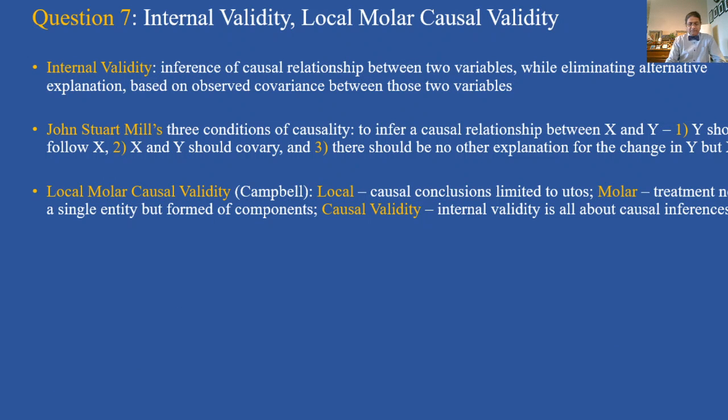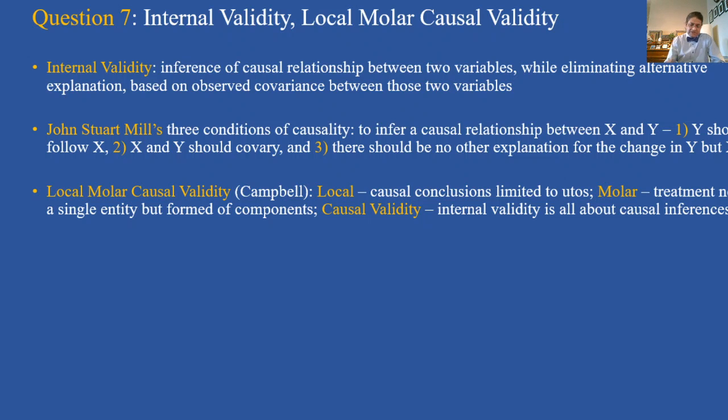Now, the textbook also defines internal validity, which we have seen earlier, but let's see what internal validity means again. It is the degree to which an inference of a causal relationship between a treatment and an outcome can be made based on an observed covariance between these two variables, the treatment and the outcome, while eliminating all alternate explanations for the outcome.